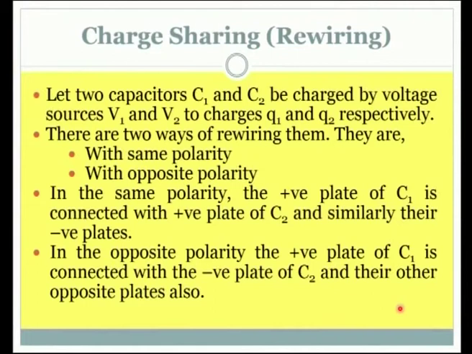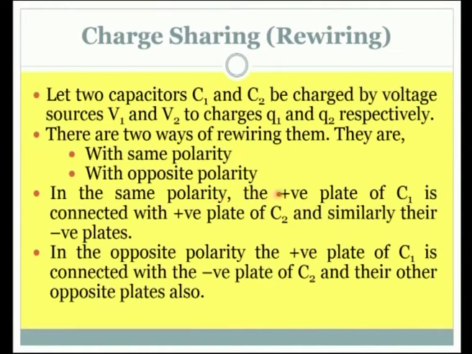Now, what will happen if we rewire the capacitor? When we charge one capacitor and connect another capacitor, uncharged or charged to a different value, what will happen because of the rewiring? That is called the rewiring of capacitors. Let us see quickly what that means. Let two capacitors C1 and C2 be charged by voltage sources V1 and V2 to charges Q1 and Q2 respectively. There are two ways of rewiring them: with the same polarity, and with opposite polarity.